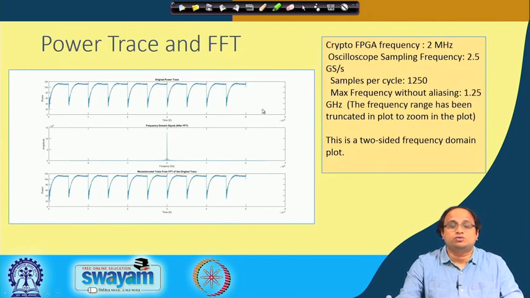So, here is how the power trace of an AES algorithm looks like. As I said, the crypto FPGA frequency is 2 megahertz, and you are basically collecting like 1250 samples per cycle. So, we did an FFT plot of this.